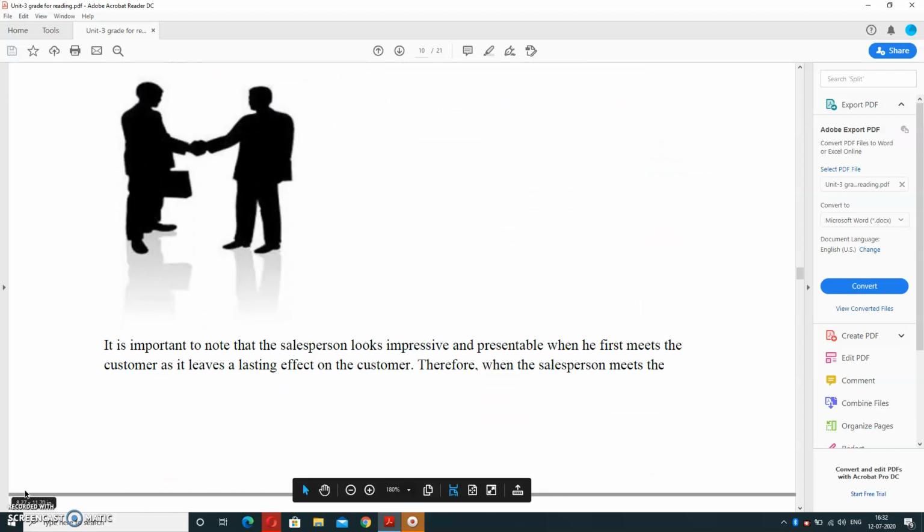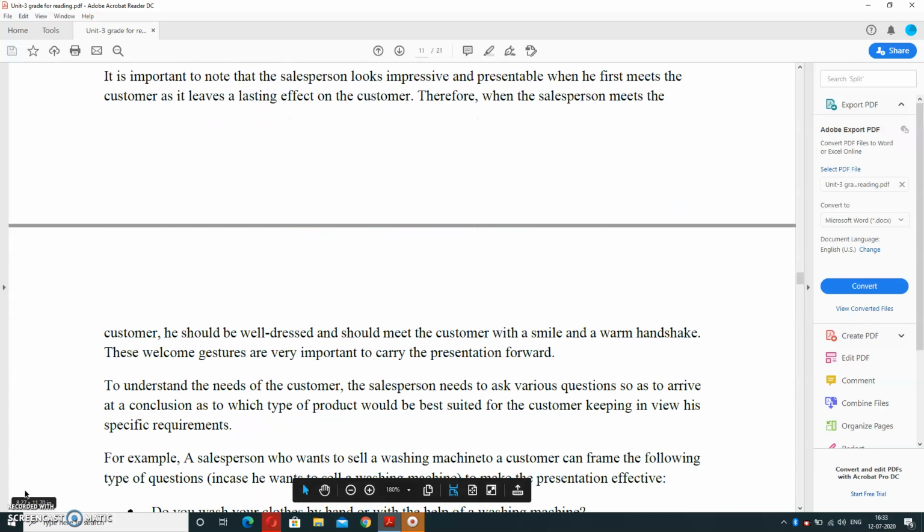It is important to note that the salesperson should look impressive and presentable when he first meets the customer, as it leaves a lasting effect on the customer. Therefore, when the salesperson meets the customer, he should be well dressed and should meet the customer with a smile and a warm handshake. These types of welcome gestures are very important to carry the presentation forward.